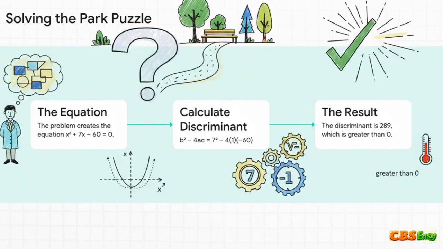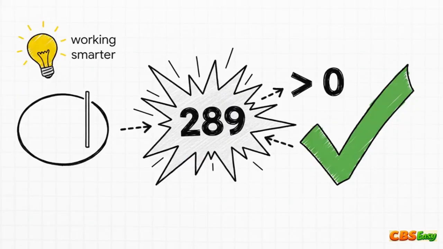So after translating the word problem into math, we get this equation: x squared plus 7x minus 60 equals 0. But stop, we're not going to solve it. We're just going to find the discriminant. Our b is 7, a is 1, and c is negative 60. We plug those in, and we get 49 plus 240, which is 289. And because 289 is a positive number, it's greater than 0, we know for an absolute fact that this problem has 2 real solutions. So the answer is yes, it is totally possible to place that pole. See, the discriminant gave us the answer without us having to do all the work. That's what I call working smarter.